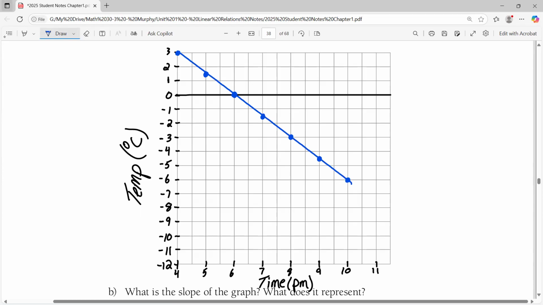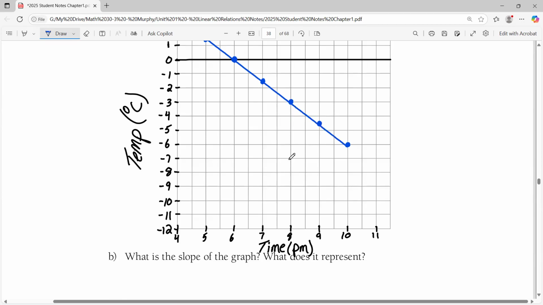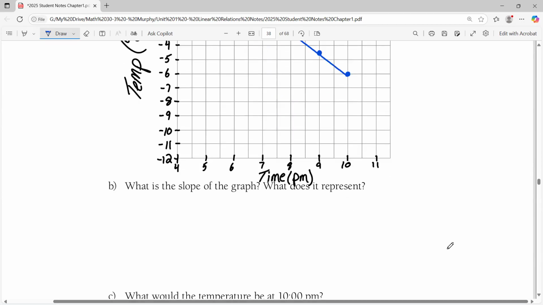Oops, that's a bad line. Try that again. Okay. There you go. So when you do your rise over run, this would be down 1.5, forward an hour. So what is the slope of the graph and what does it represent? Well, slope, which is m, equals.